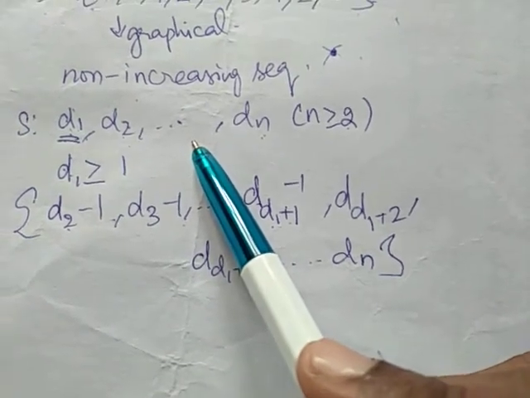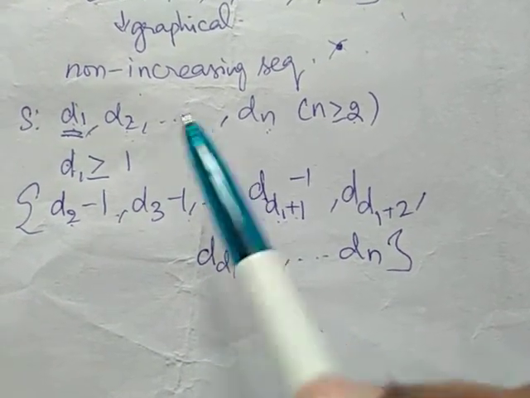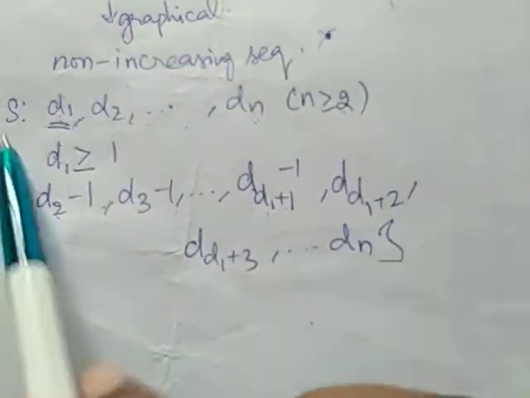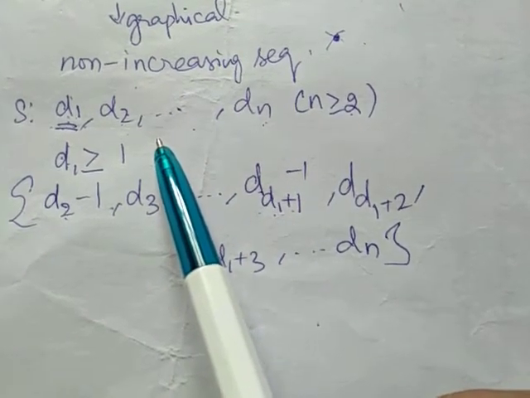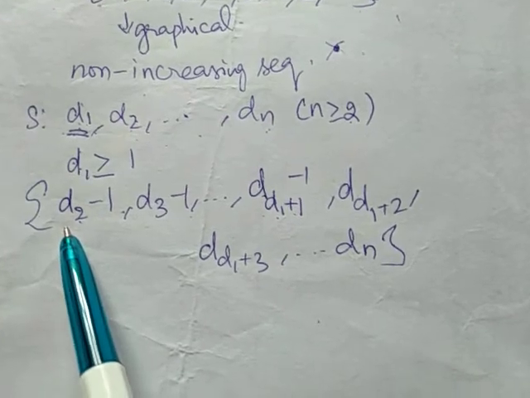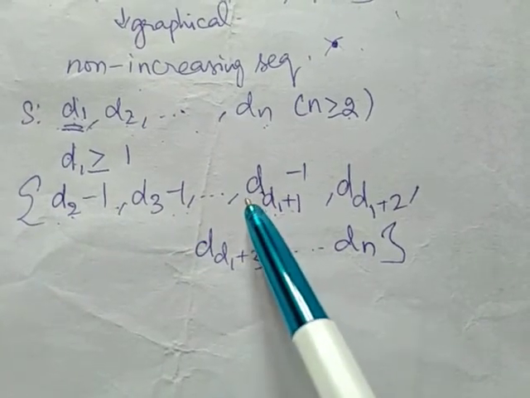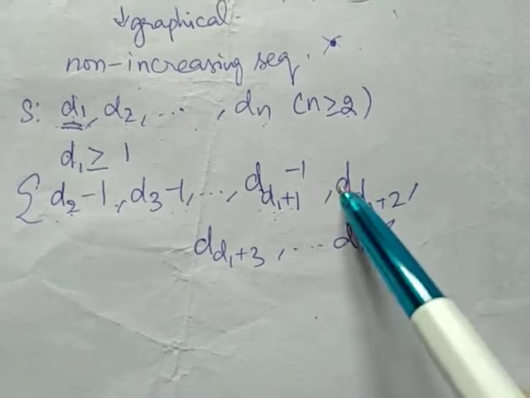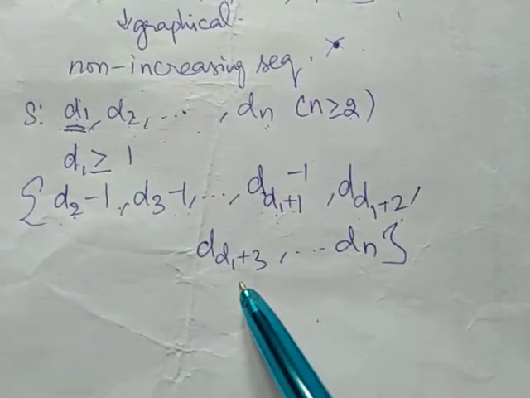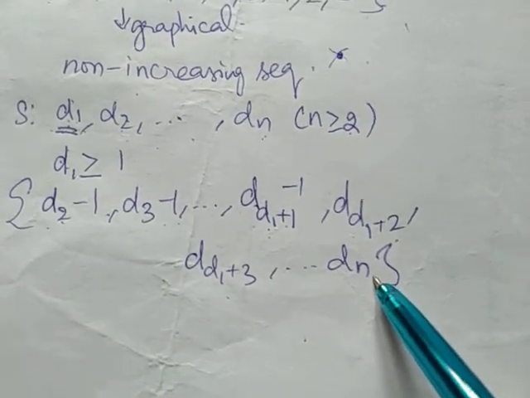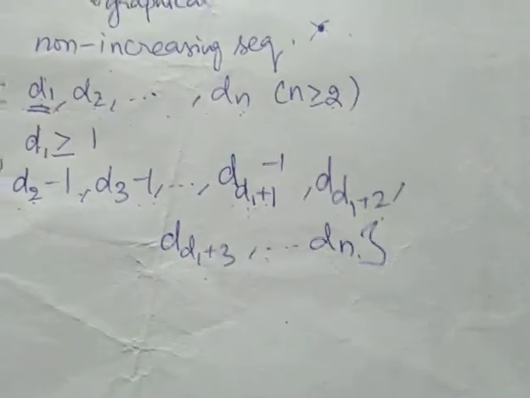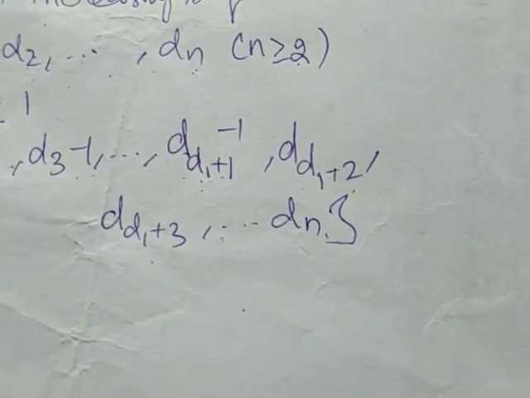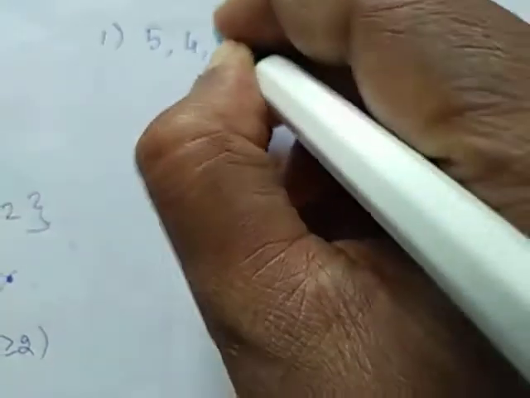According to the Havel-Hakimi algorithm, a non-increasing sequence S of non-negative integers is graphical if and only if d2 minus 1, d3 minus 1, etc. d of d1 plus 1 minus 1, d of d1 plus 2, d of d1 plus 3, etc. dn is graphical. If this is graphical, then that is also graphical. For example, we'll consider an example. We are having a sequence 5, 4, 3, 3.